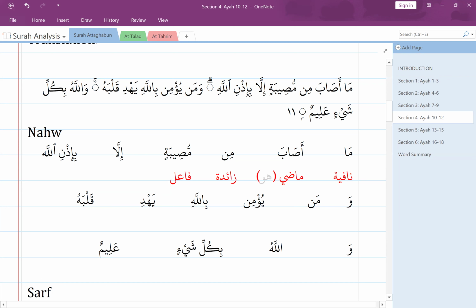Okay. Then we have illa. Illa istithna, sorry, not istinaf. Mustasna. This is أداة استثناء أو حرف استثناء. You can also call it أداة حصر or حرف حصر. So it has two names. Either it's استثناء, to select or to make an exception, so أداة استثناء or حرف استثناء, or أداة حصر. And basically it means except. Right. And then we have بإذن الله. بحرف جر. إذني is مضاف. الله is مضاف إليه.